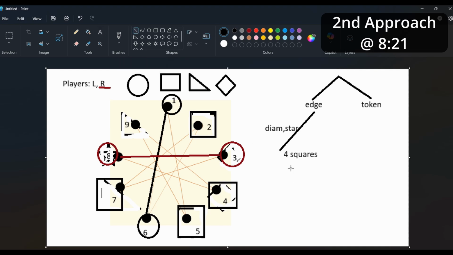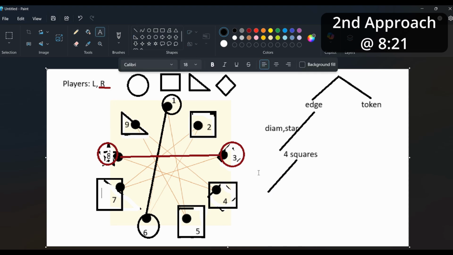So, yeah, what do we analyze? If this one would be a triangle, right? Yeah. If L plays triangle, then R would win. Triangle or these two. But there is a way for L to win.